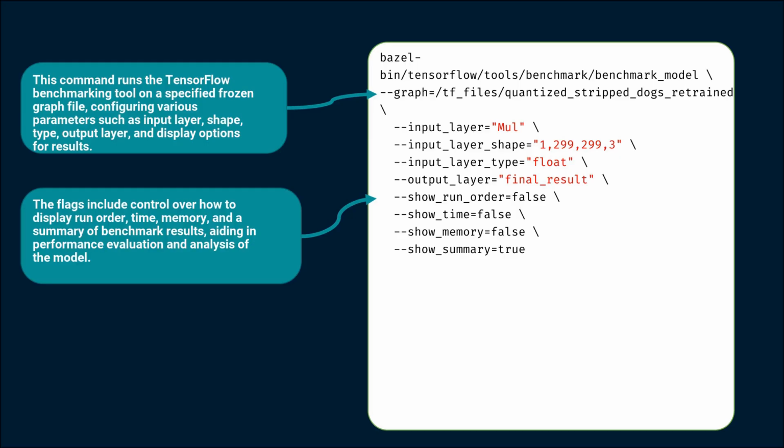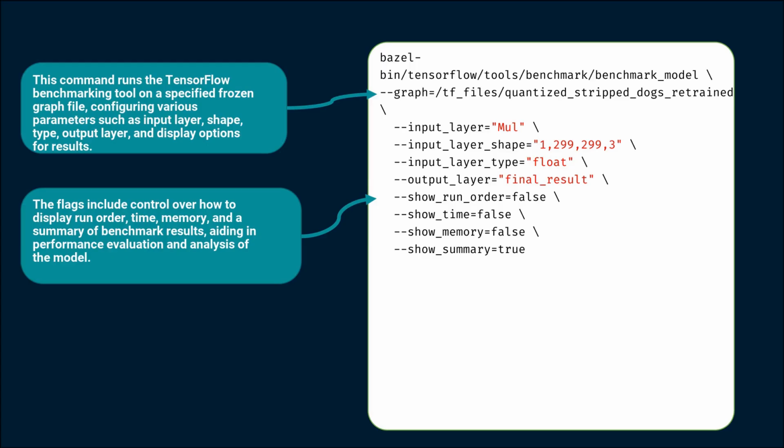The .input layer parameter indicates the name of the input layer, while .input layer shape specifies the expected shape of the input data. It's a 1 by 299 by 299 by 3 shape, corresponding to a single image resized to 299 by 299 pixels, with 3 color channels. Using .input layer type, we declare the data type of the input layer. For MobileNet, this is typically float.